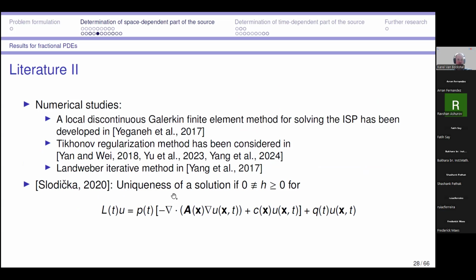I will go quickly here. There are also numerical studies, and then Slodička also extended his result for the classical diffusion equation to the fractional equation, but assuming the time derivative of u in L2.